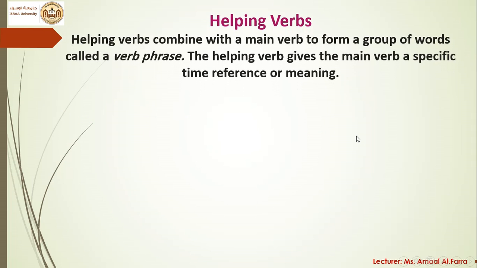The third type of the verbs is called helping verbs. Helping verbs combine with a main verb to form a group of words. These groups of words are called what? A verb phrase. A verb phrase consists of the helping verb and the main verb. Okay? So, helping verb with the main verb together are called what? A verb phrase.